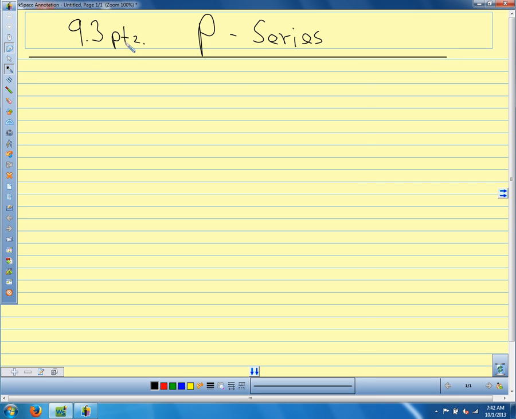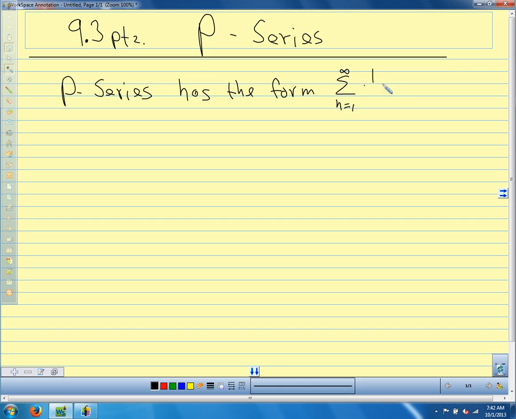All right, so P-series. A P-series has the form, a nice simple series: sum n equals 1 to infinity of 1 over n to the p. If I write out a few terms, this is just 1 over 1 to the p plus 1 over 2 to the p plus 1 over 3 to the p plus dot dot dot. And p is a positive constant.